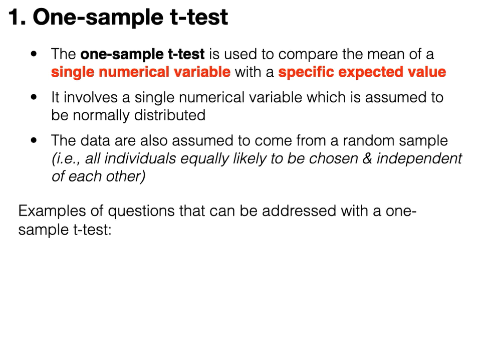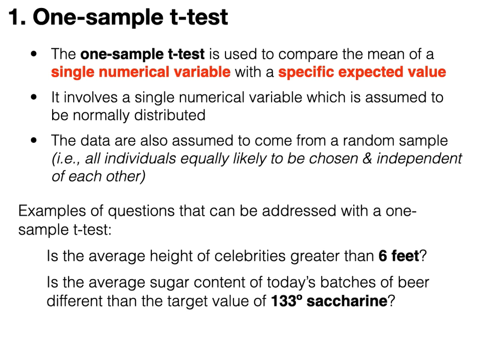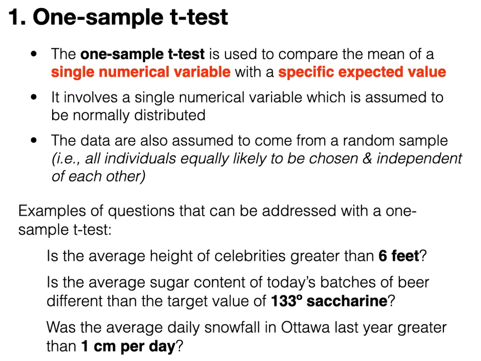So here are some examples of questions that can be addressed with a one-sample t-test. Is the average height of celebrities greater than 6 feet? Is the average sugar content of today's batches of beer different from a target value of 133 degrees sugar content? Was the average daily snowfall in Ottawa last year greater than 1 centimeter per day?